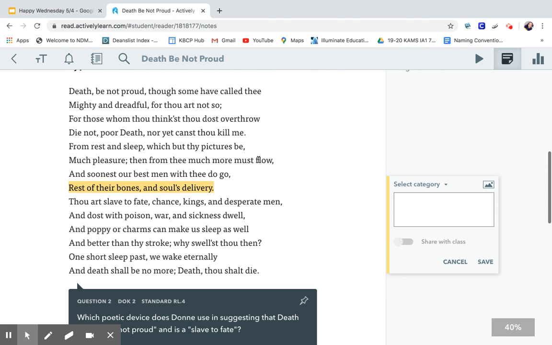So you can highlight and take notes. Much pleasure then from thee, much more must flow. Go back up again, so I'll start here. Die not, poor death, nor yet canst thou kill me. From rest and sleep, which but thy pictures be, much pleasure then from thee much more must flow. And soonest our best men with thee do go, rest of their bones and soul's delivery.